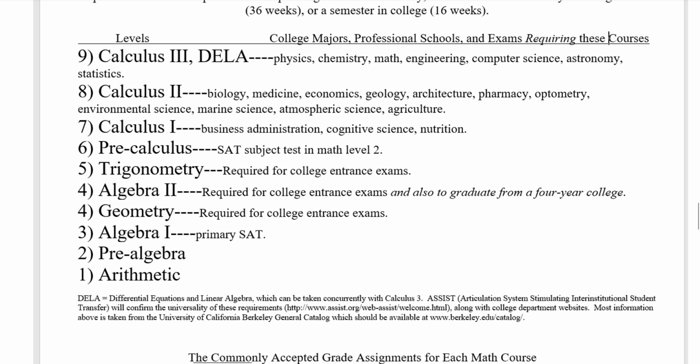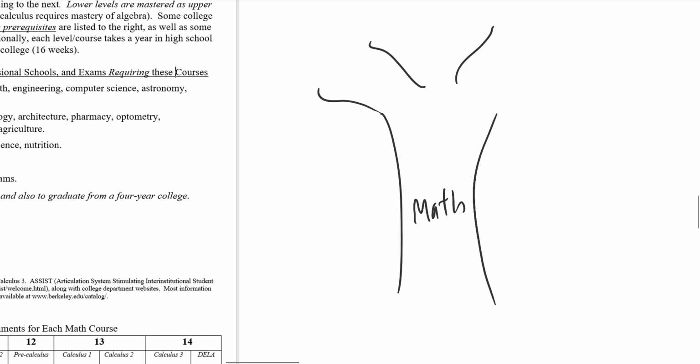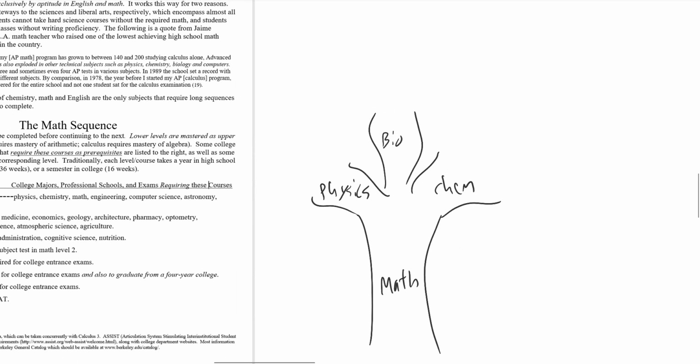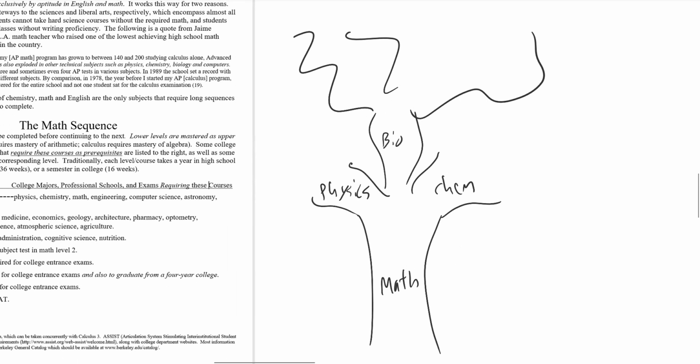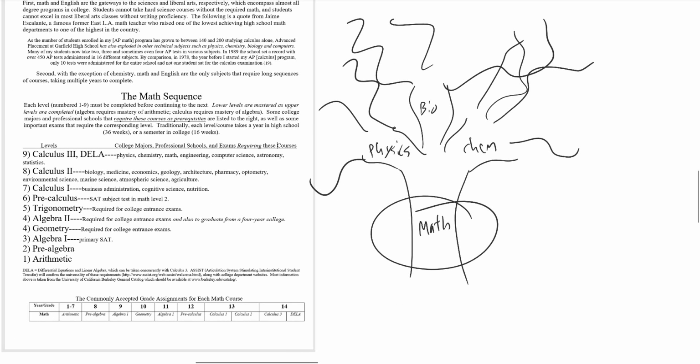If you were to draw a tree describing this situation, math would be the trunk of the tree. And there would be 3 other primary branches: one would be physics, another would be biology, and the other would be chemistry. Those branches lead off to astronomy, geology, engineering, and all the types of courses. So math is the most important thing to cover because it's the gateway to all these other things.